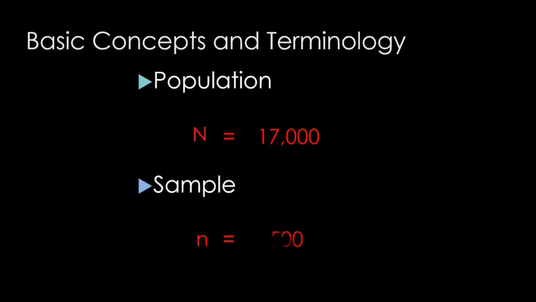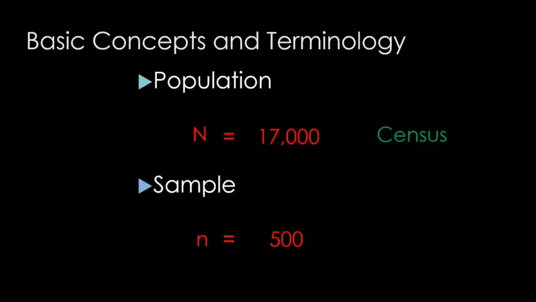Then little n would equal 500. This would be our sample size. Now let's suppose that we have the time and resources to question all 17,000 students, that is the entire population. This would not be considered a sample. This would be called a census.